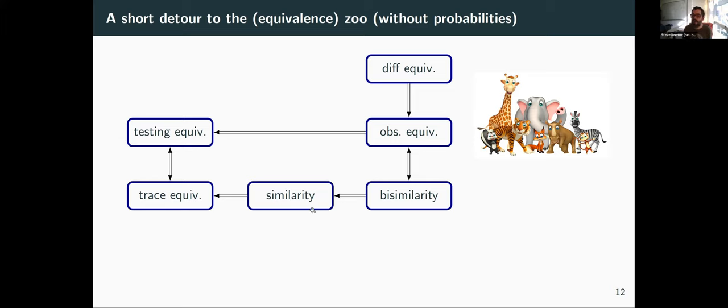This is a simulation relation in both directions, which is slightly different from bisimulation. In bisimulation you have one same relation that relates both processes, and the inverse of the simulation also gives you the relation, while in similarity you have simulation in both directions, which is slightly different. But if you're not familiar with this, that's not very important. So there are a lot of different equivalences that have been considered.